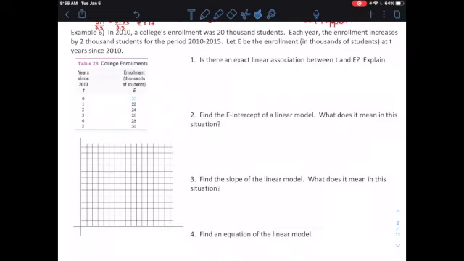Example number 6. In 2010, a college's enrollment was 20,000 students. Each year, the enrollment increased by 2,000 students for the period 2010 through 2015. Let E be the enrollment in thousands of students at T years since 2010. There's a couple pieces of information that are very important that they discuss. First of all, each year the enrollment increased by 2,000 right here.